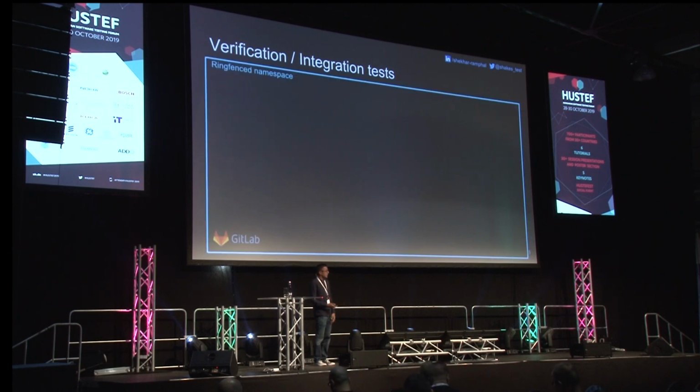And the major difference here is in how we create this environment. We use GitLab as our CI/CD pipeline, and what you can do in GitLab is create ringfenced namespaces, which is basically a ringfenced environment.